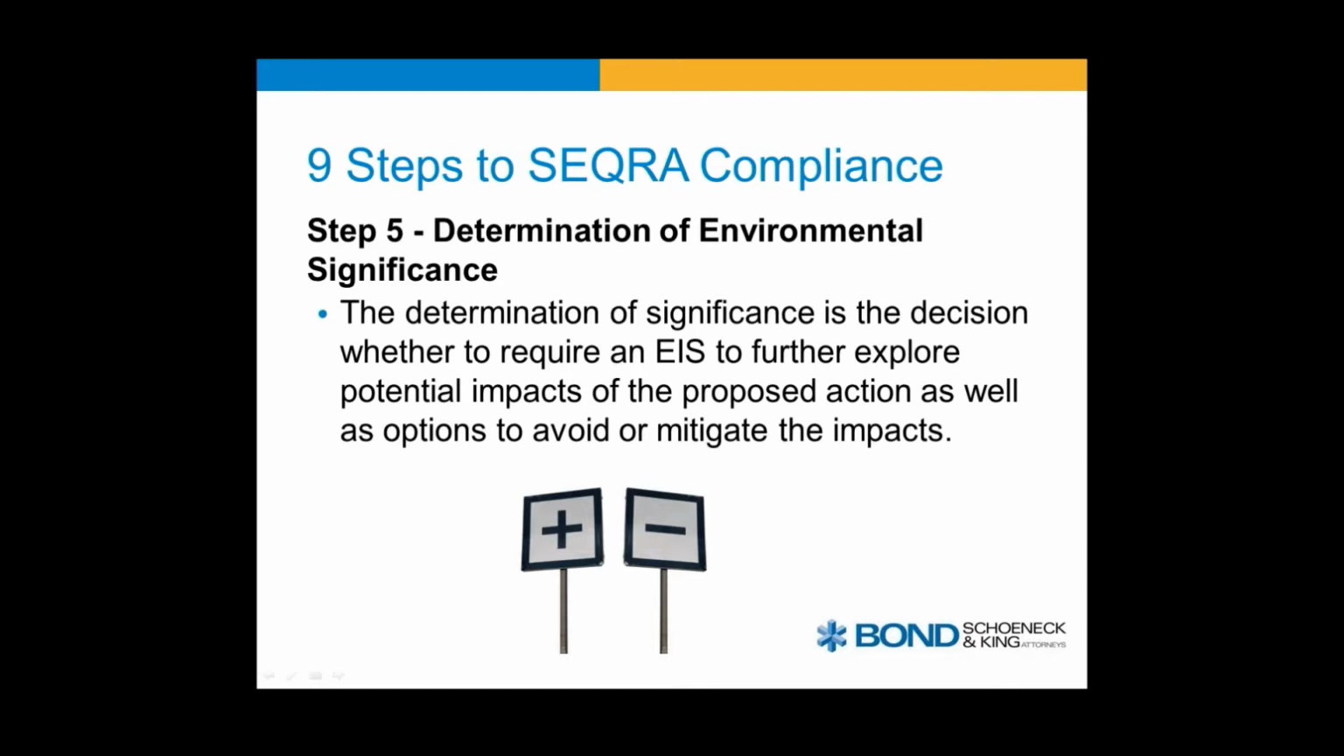So the next step is probably the most significant step, and that's the determination of environmental significance. And that's the decision whether to require an EIS to further explore potential impacts of the proposed action, as well as options to avoid or mitigate the impacts.